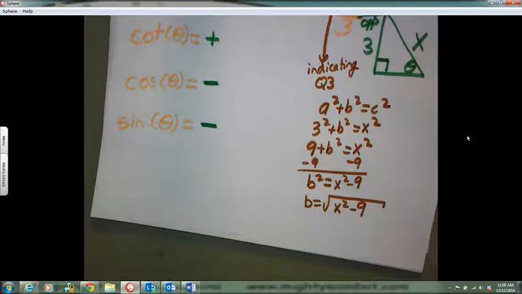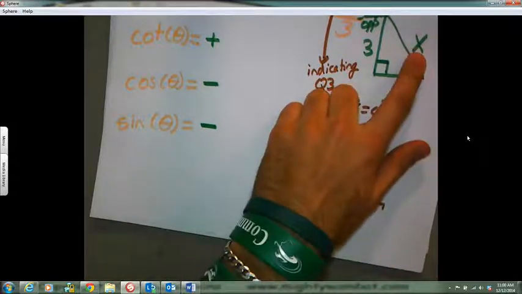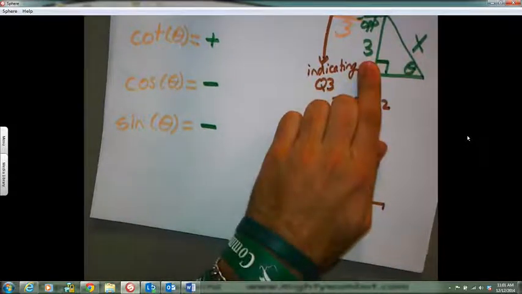Good question. Rambir? Isn't it against the rule to have a negative underneath the radical? Just a negative. We've got this x squared here. So x squared minus 9 will be a positive number. Why do we know that? Because x must be bigger than 3. Why does x have to be bigger than 3? Because x is the hypotenuse of the triangle. Must be bigger than the 2 legs.